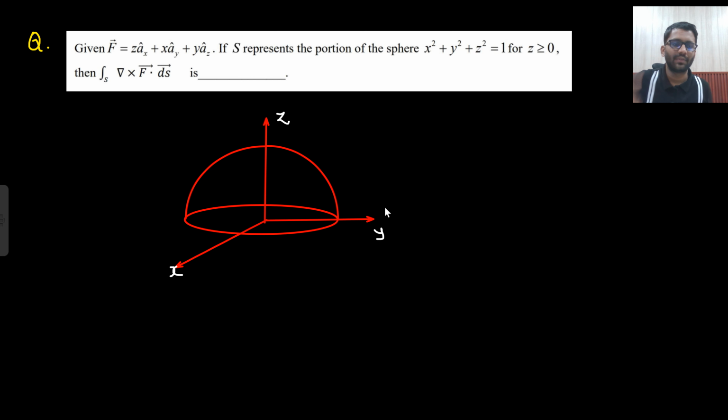Right? This kind of hemisphere you will get. Z greater than 0, x and y can take any value. Sorry, x square plus y square plus z square is equal to 1. So what will be this length? 1. What will be this length? This length will also be 1, and the upper length will also be 1. So let's see method 1. What we need to calculate is del cross F dot dS. So first find del cross F. So what will be your del cross F?